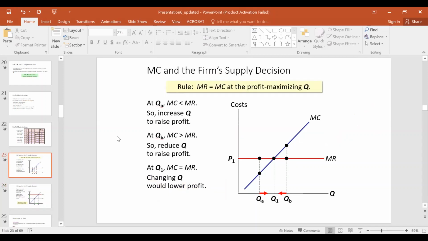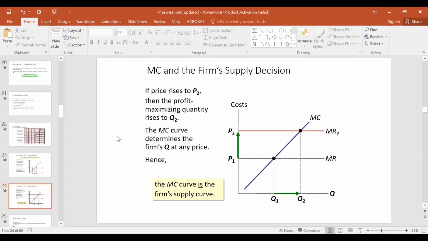Now, you know prices are fixed in this market. Price is equal to marginal revenue. Remember that. And to maximize profit, the firm should produce where MR is equal to MC, or some people say where MC is equal to MR, or where the additional benefit is equal to the additional cost.